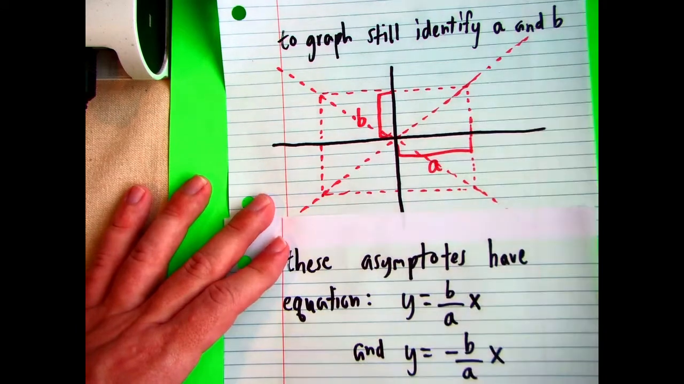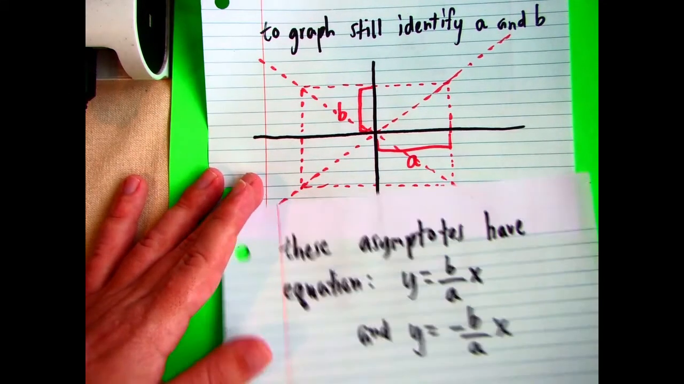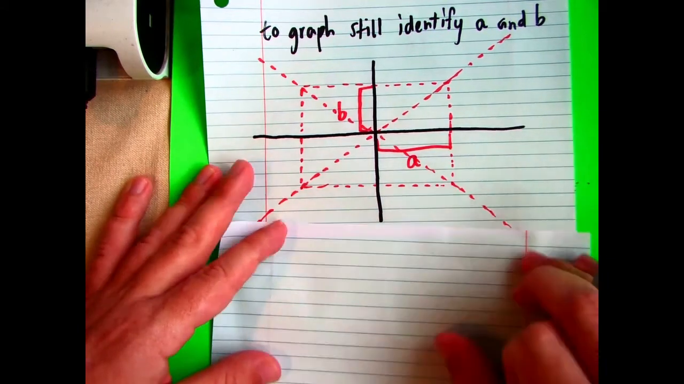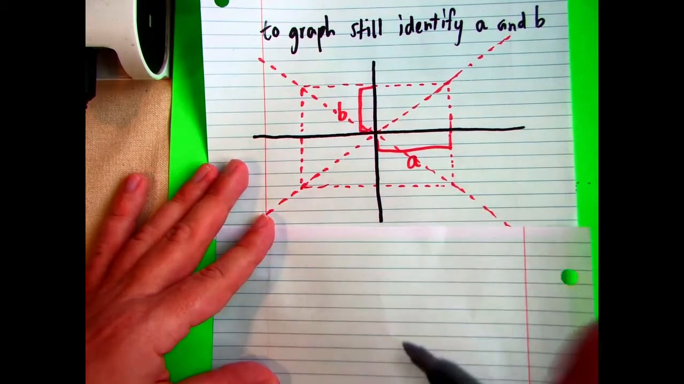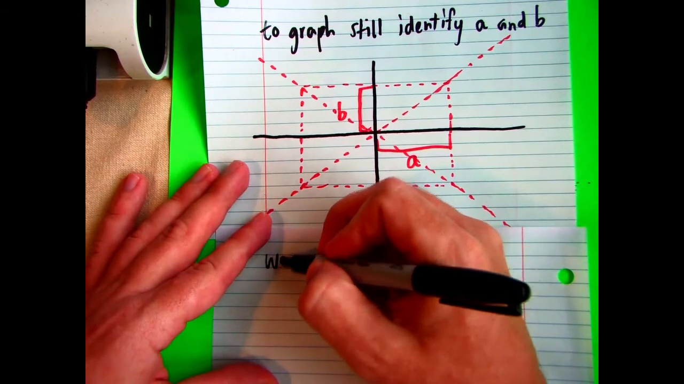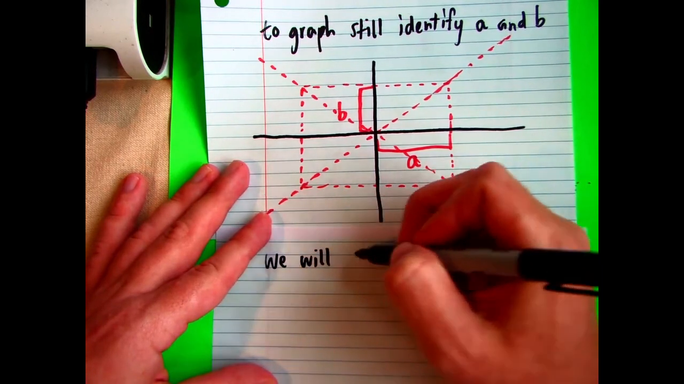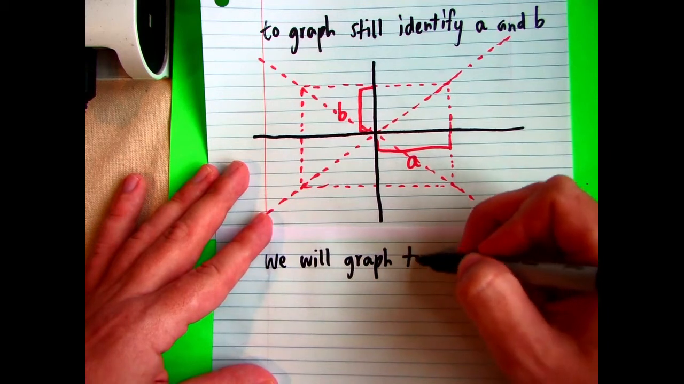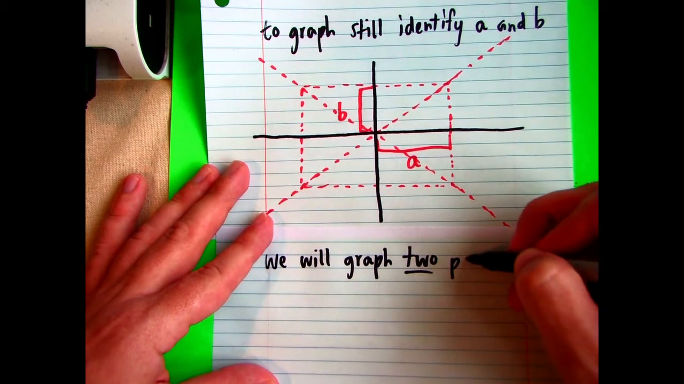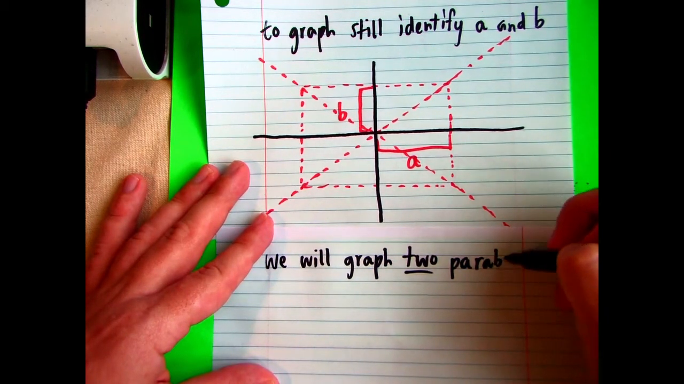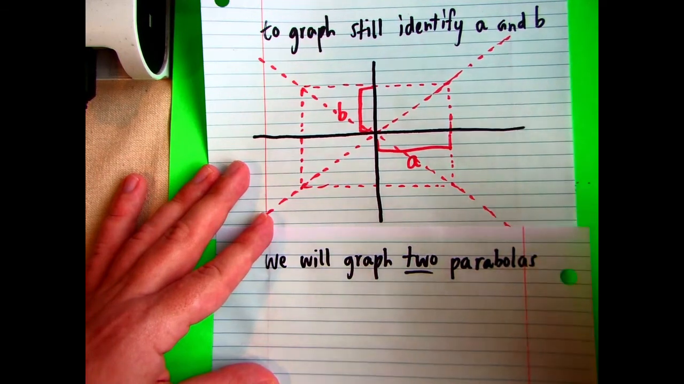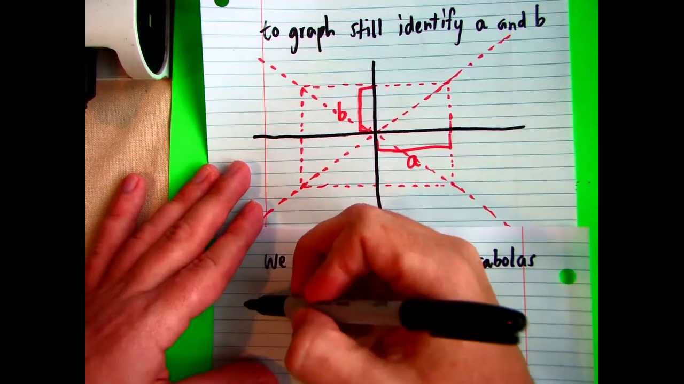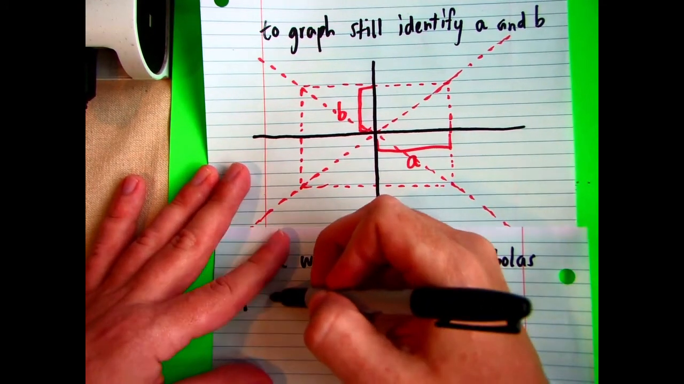Alright, so to graph the hyperbola, you kind of want to know what it looks like first. What it's going to look like is two parabolas that open away from each other. So when we're ready to graph, we're basically going to graph two parabolas that will open out. And recall from parabolas, what did we need? We needed a vertex and we needed foci.